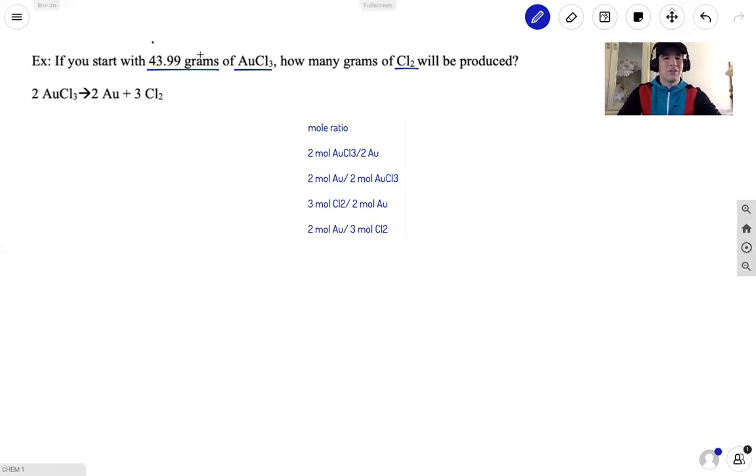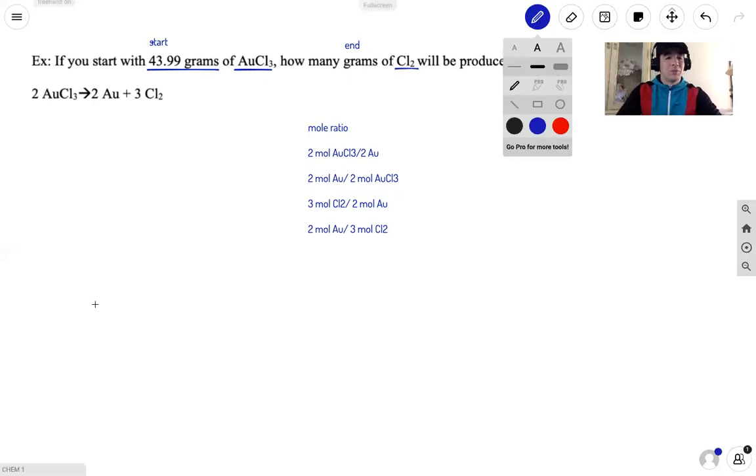I'm going to come over here and put start, and come over here and put end. So I'm starting with 43.99 grams of gold trichloride, and I'm ending in grams of dichloride. That's what I need. I need to find how many grams of dichloride will be produced, so let's jump into it.